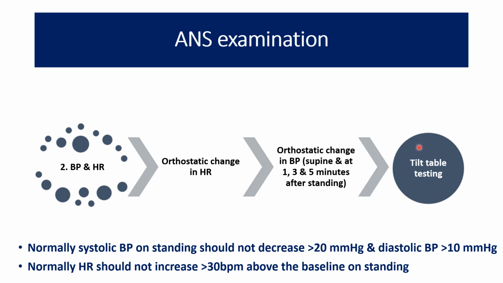Also we can perform tilt table testing. In this we have to tilt the table up to a 60 to 80 degree angle, and after 5 minutes we have to take the heart rate and the blood pressure. Similar findings will be there if the child is having an ANS disorder.